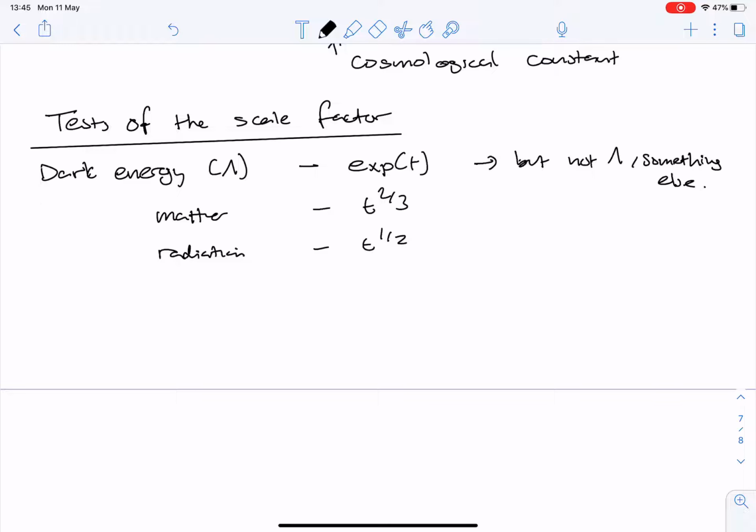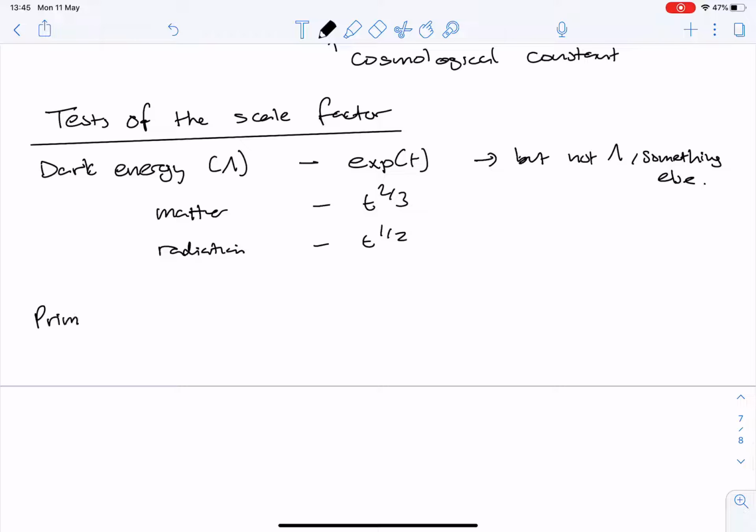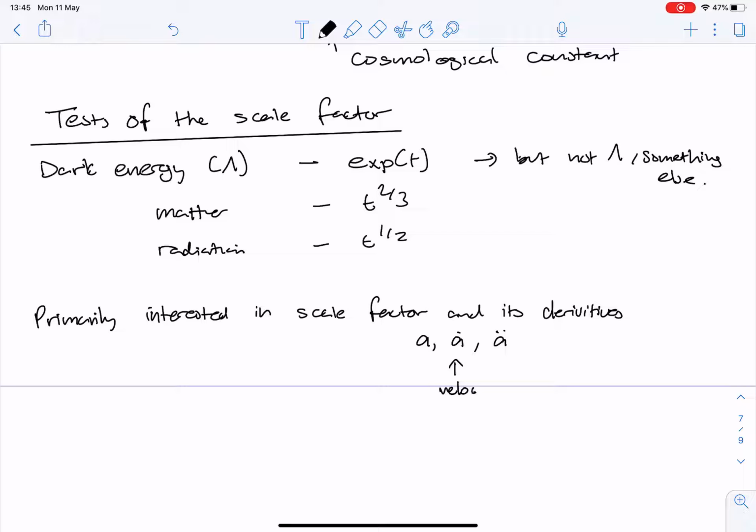And so what I need to go and measure, therefore, is the scale factor. And primarily, we're interested in the scale factor and its derivatives. So a dot, and a double dot. So in other words, scale factor, velocity, and acceleration.